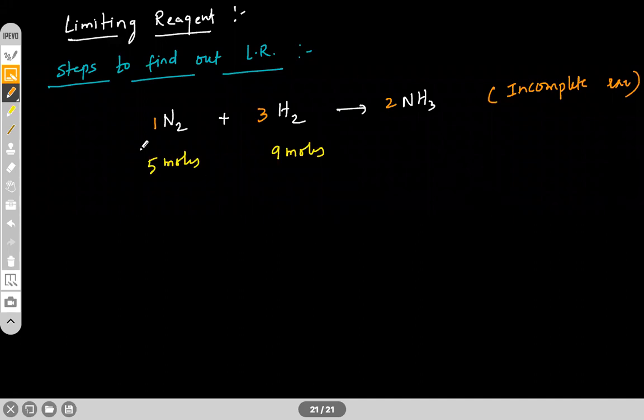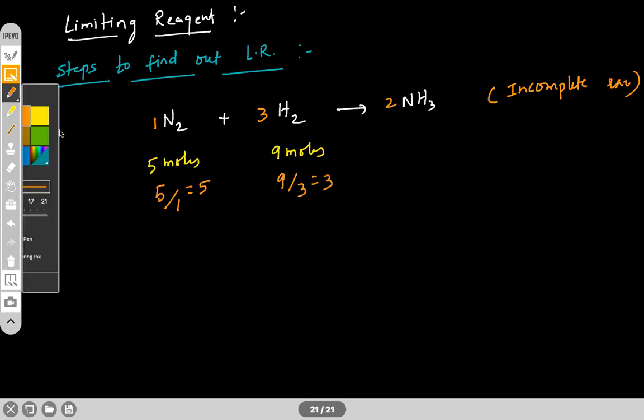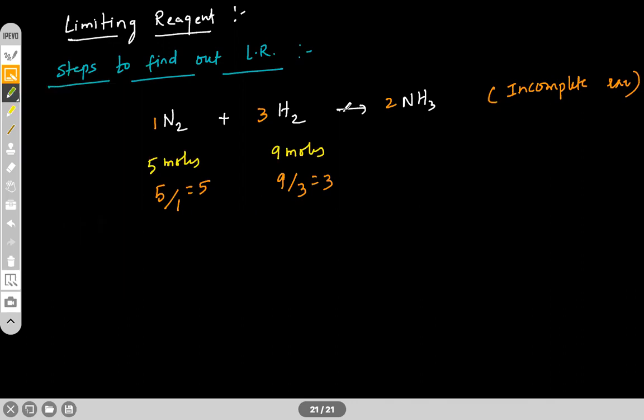Now to find the limiting reagent, the given number of moles, 5, should be divided by its stoichiometric coefficient, and 9 should be divided by its stoichiometric coefficient. This gives 5 and this gives 3. Since this is the smaller value, this is the limiting reagent. The one which gives the smaller value is the limiting reagent, because 3 is smaller than 5. H2 is the limiting reagent.